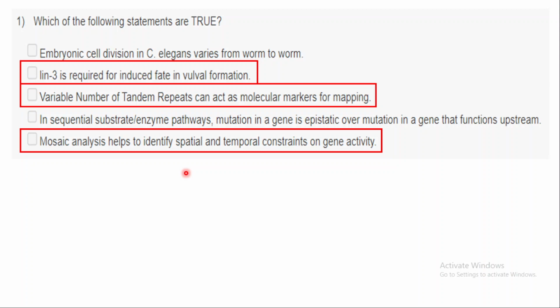So that brings us to these three correct answers: Lin3 for vulval formation, VNTR as molecular markers for mapping, and mosaic analysis for spatial and temporal constraints on gene activity.